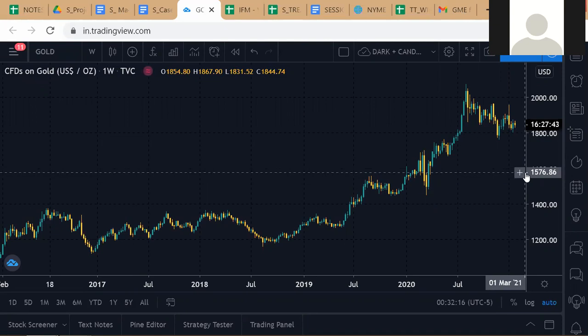Maybe at 1560, you can realize your mistake and cover yourself, go short again. So you're losing only between 1600 to 1580. Got the point? Yes, sir.